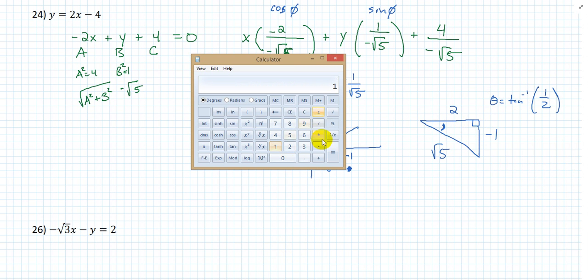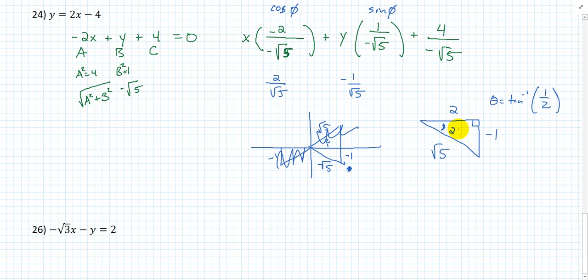So 1 divided by 2 goes 1/2. I'm going to go inverse, where's my tangent? There's my tangent. And so that's 26.5 degrees. I'm just going to go ahead and round that to 27 degrees. So if that's 27 degrees on the inside, then 360 degrees minus 27 degrees is 333 degrees.